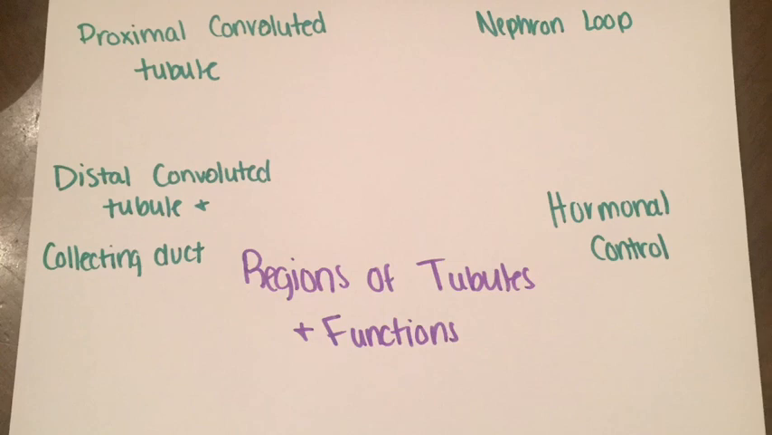Aldosterone is released from the adrenal cortex in response to decreased blood pressure or hyponatremia, which is low sodium levels, or hyperkalemia, which is high potassium levels. Atrial natriuretic factor is the antagonist to aldosterone. ANF is released from the cardiac cells in response to high blood pressure or high blood volume. This inhibits sodium reabsorption and causes more sodium and water into the urine.